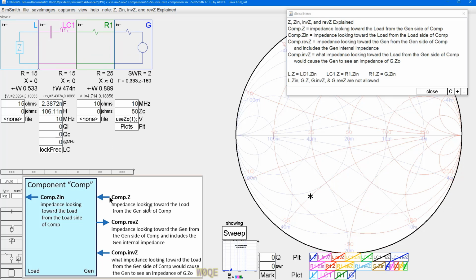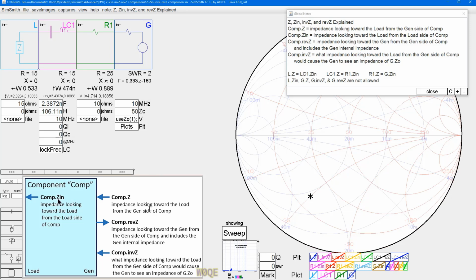So the first thing let's look at is component.Z. Now component here is named L, LC1, R1, or G. So that's the component name. And then we follow it with a dot Z, dot revZ, invZ as to what we want to look at. So component.Z is the impedance looking towards the load from the generator side of the component. So in this load right here, L.Z would be the impedance looking left from this side of the component.